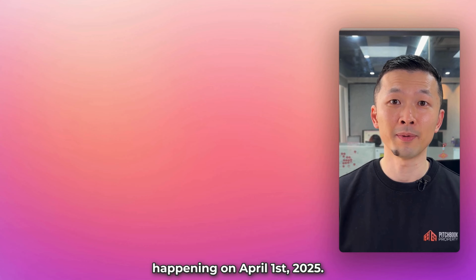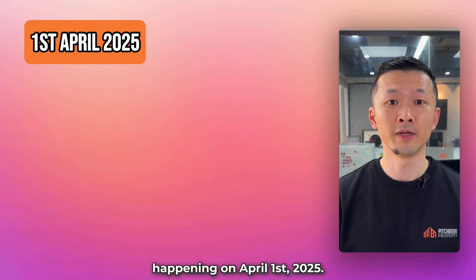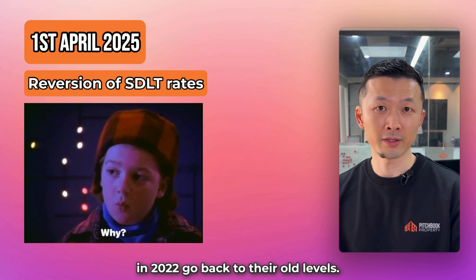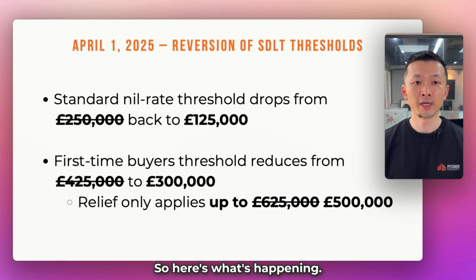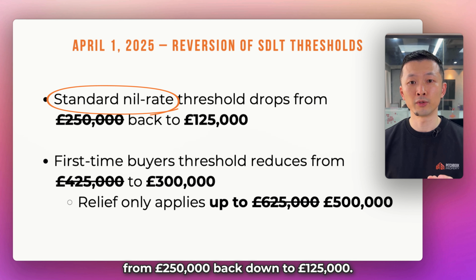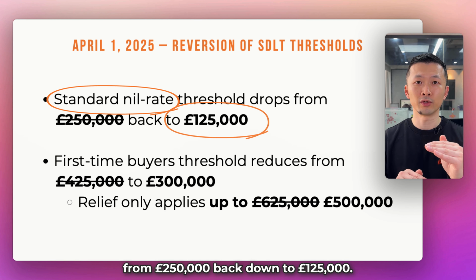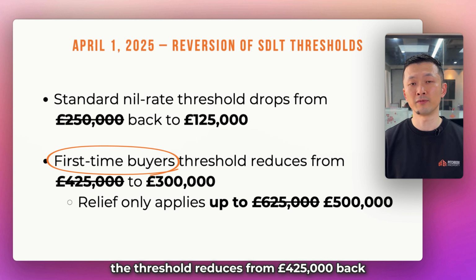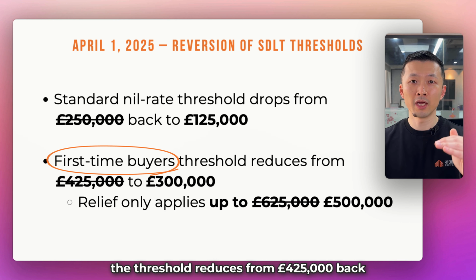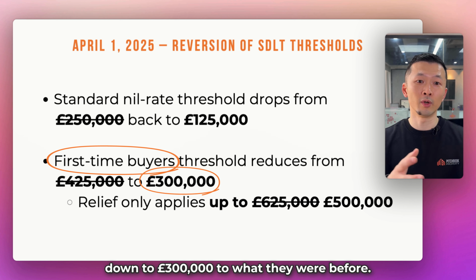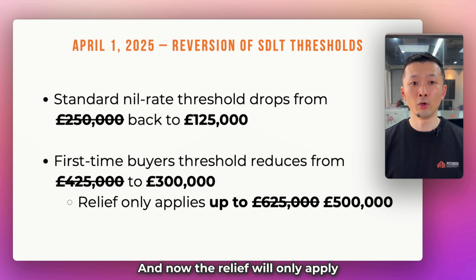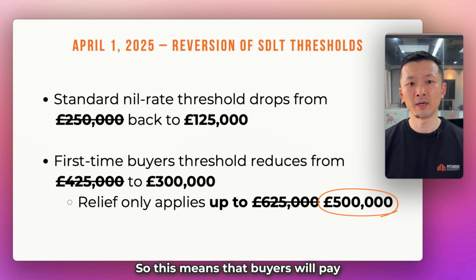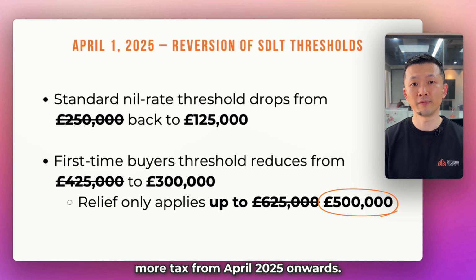The next big change is happening on April the 1st, 2025. Now, this is where the temporary thresholds introduced back in 2022 go back to their old levels. So here's what's happening. The standard nil rate threshold drops from £250,000 back down to £125,000. And then for first time buyers, the threshold reduces from £425,000 back down to £300,000 to what they were before. And now the relief will only apply to properties priced up to £500,000. So this means that buyers will pay more tax from April 2025 onwards.